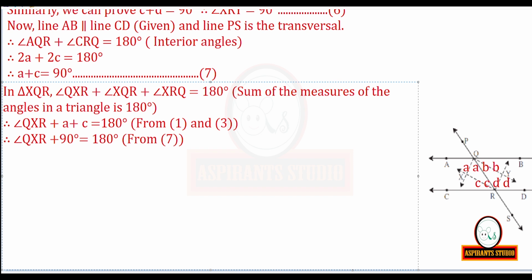Now bring plus 90 degrees to the other side of the equal to sign. You will get minus 90 degrees. So already 180 degrees is there. So 180 degrees minus 90 degrees. The right hand side will be 180 degrees minus 90 degrees, which is equal to 90 degrees. So measure of angle QXR is equal to 180 degrees minus 90 degrees, that is equal to 90 degrees. Take this to be equation number 8.